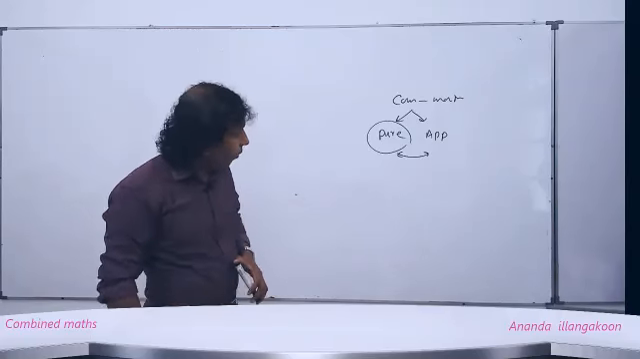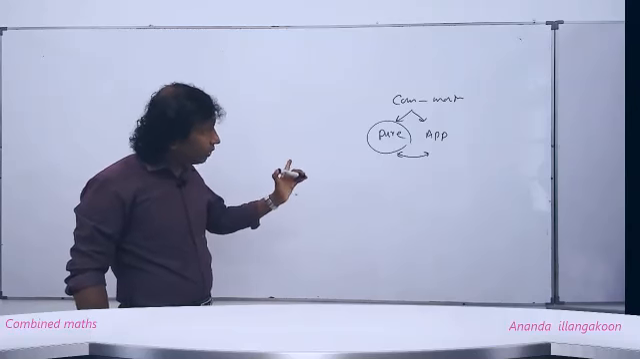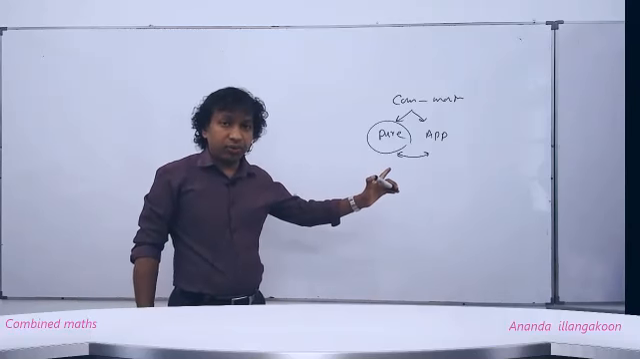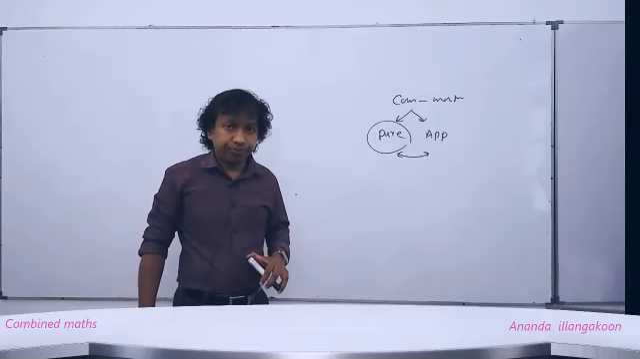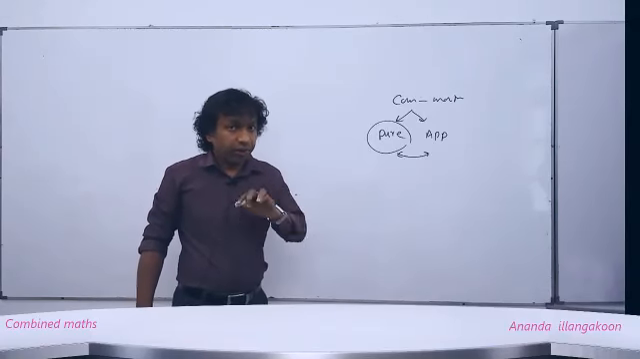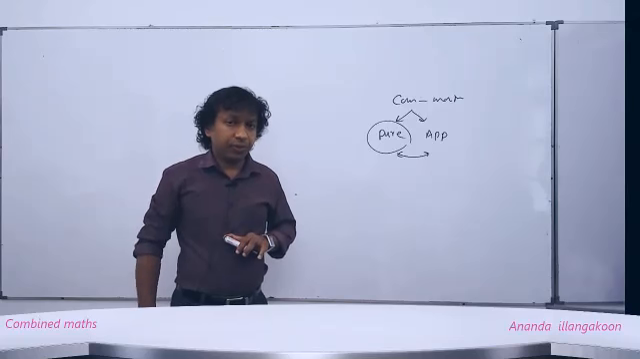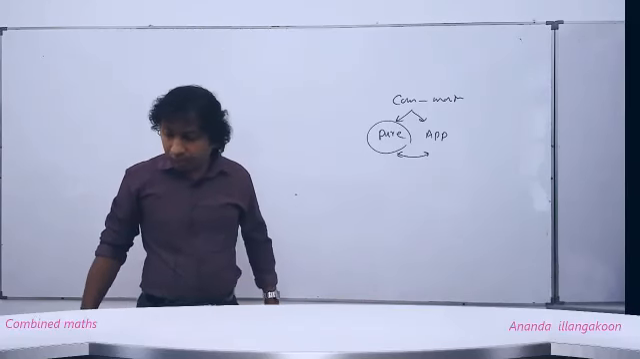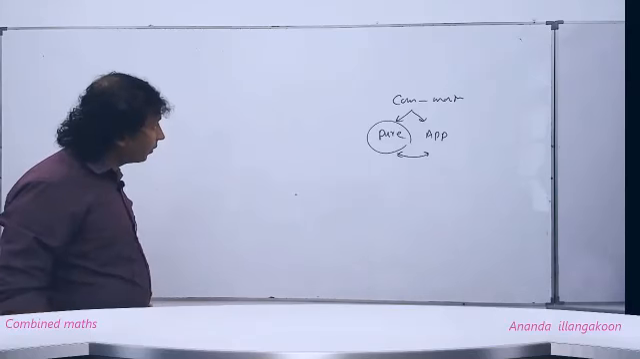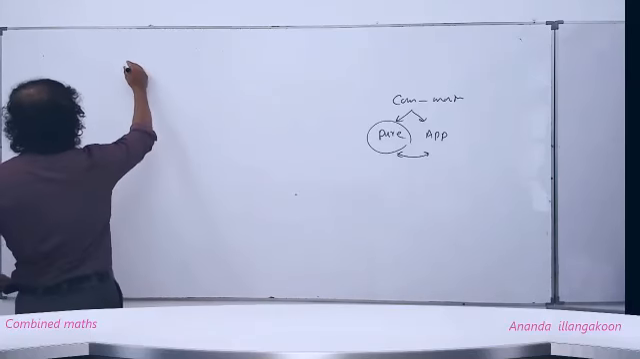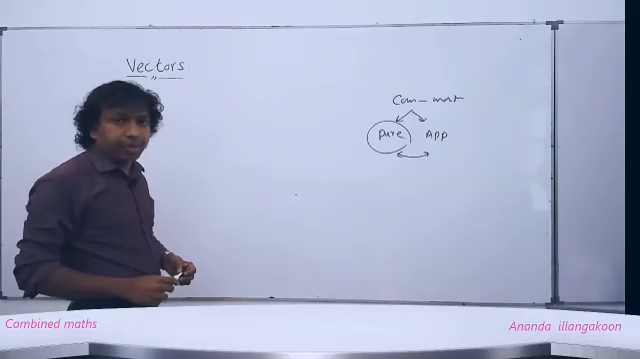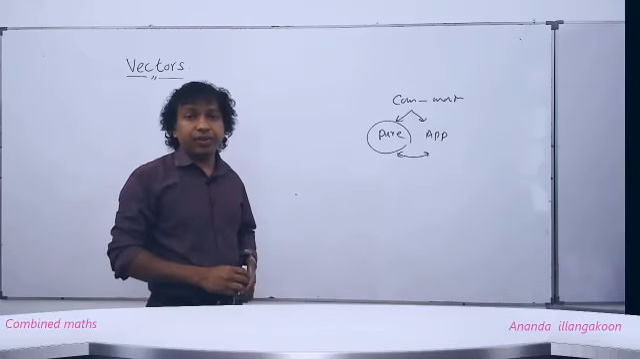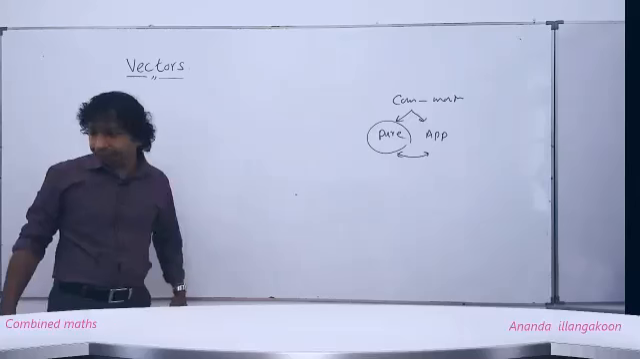So for pure maths, one book, and for applied maths, one book. This lesson, vectors, comes under applied maths. The trigonometry one comes under pure maths. Okay, so we'll write the heading as Vectors. Then we'll write the notes one by one.